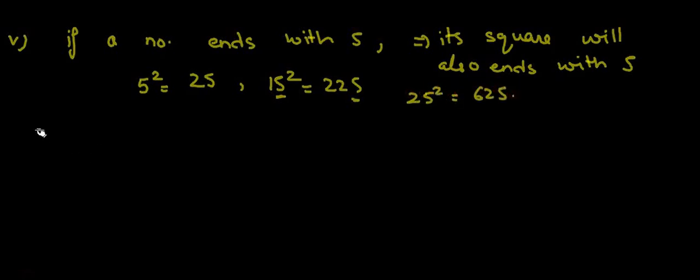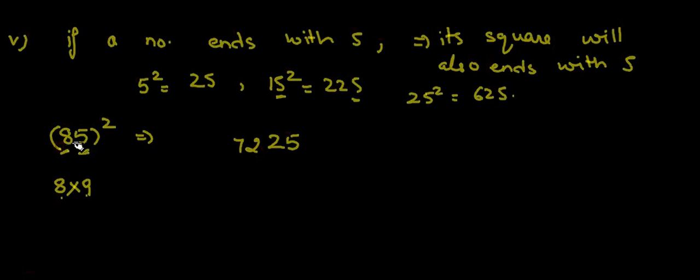And there is one very easy method to find the square of a number which ends with 5. For example, we have to find the square of 85. We break this number into two parts. We find the square of the unit digit, which is 5, and the square is 25. Then we multiply the remaining number, which in this case is 8, by the next natural number, which is 9. So 8 multiplied by 9 is 72, and we write this 72 in front of 25. So the square of 85 is 7225.